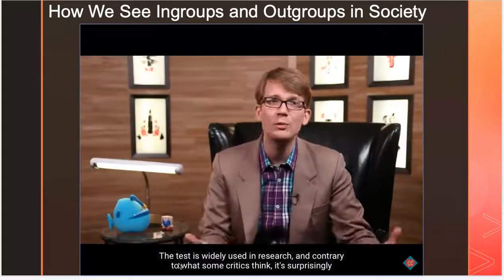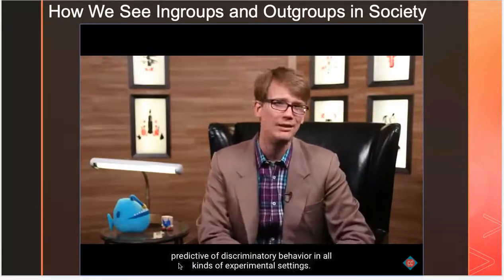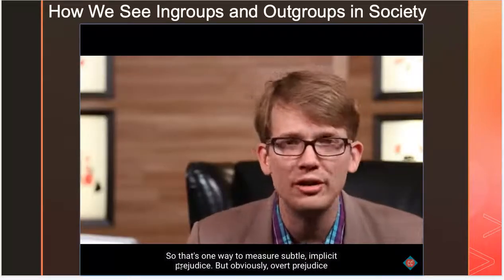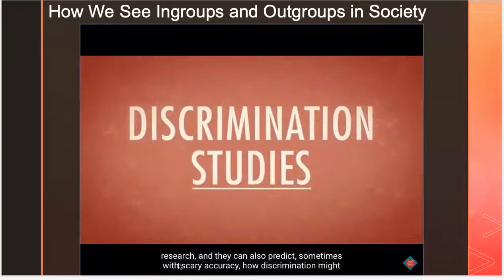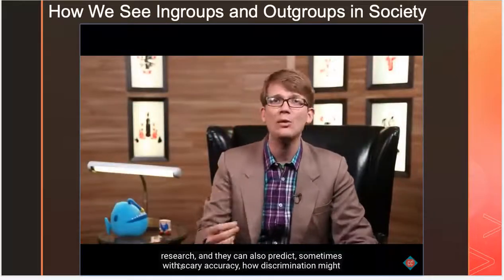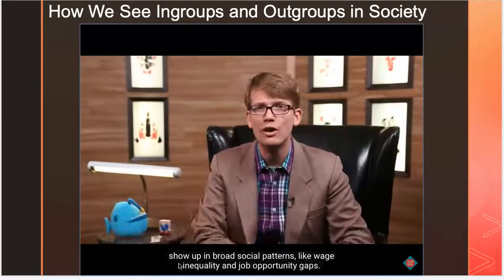The test is widely used in research, and contrary to what some critics think, it's surprisingly predictive of discriminatory behavior in all kinds of experimental settings. So that's one way to measure subtle implicit prejudice, but obviously overt prejudice is far from dead. And that's why discrimination studies are prominent in social psychology research, and they can also predict, sometimes with scary accuracy, how discrimination might show up in broad social patterns, like wage inequality and job opportunity gaps.